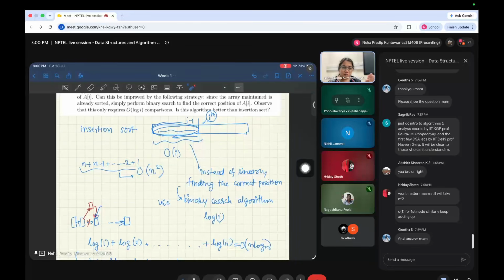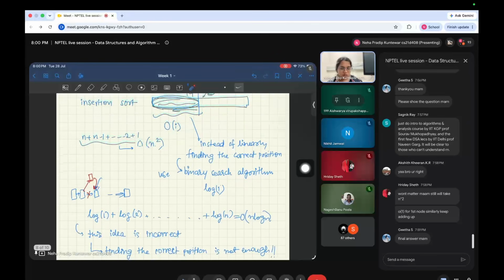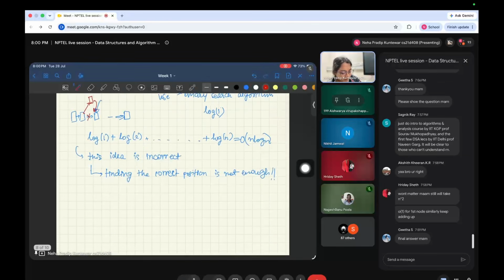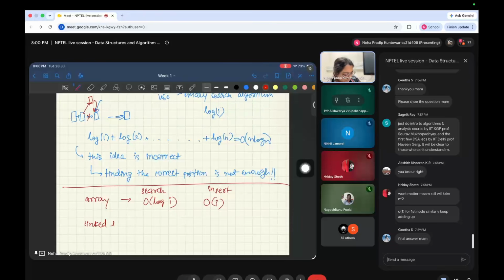So can you come up with a data structure which uses this fast searching, the binary searching idea of arrays, but the quick insertion of linked list? So there is something called tree sort. Okay, I'll just write the conclusion. If you use array, then searching is order log n, but inserting will take order n time. And if you use linked list, then insertion is order 1, but searching is order n.